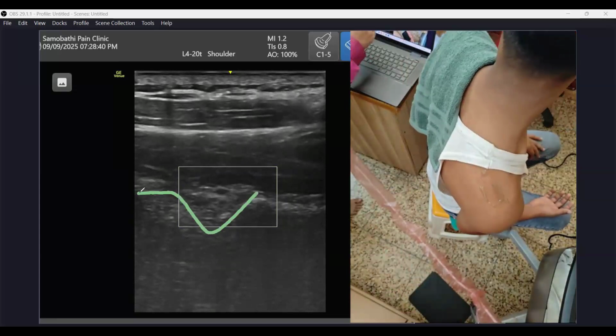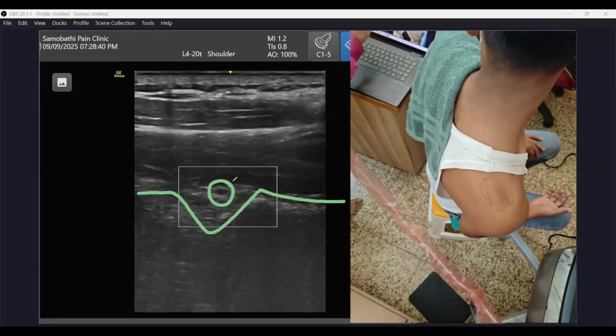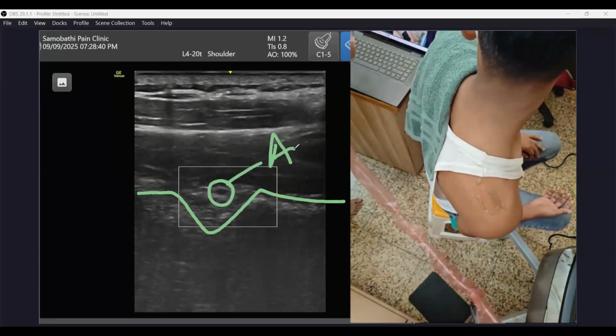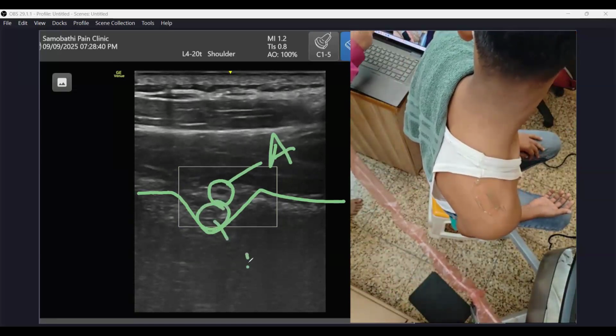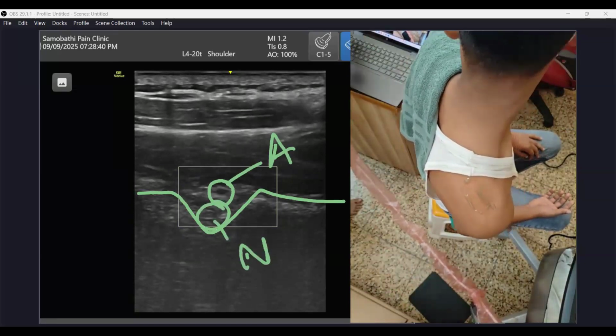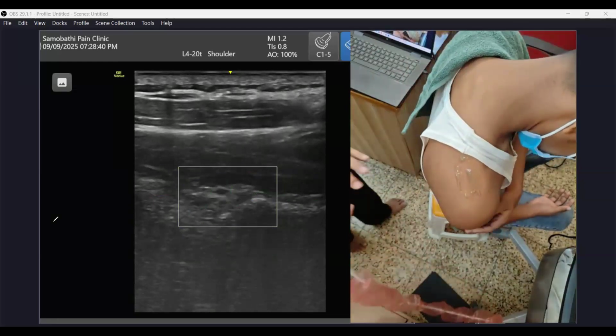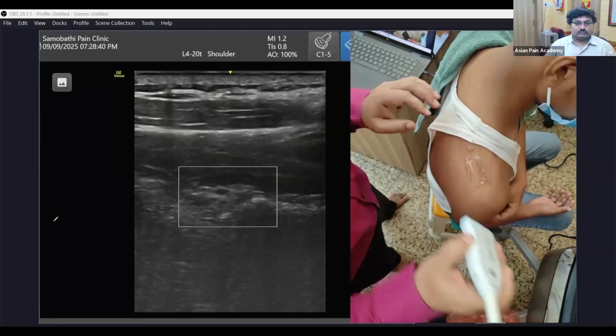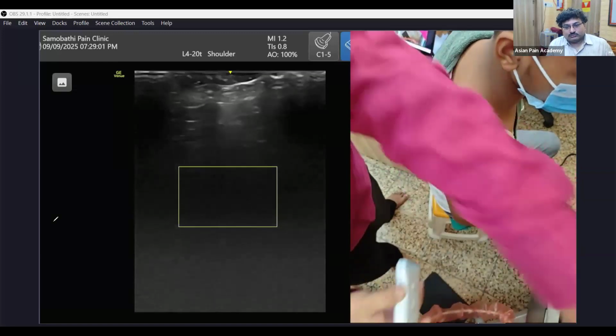So it is like this. Okay, this is the artery, and maybe this is the nerve, but this much only you can see. You cannot say with 100% guarantee that this is the nerve.